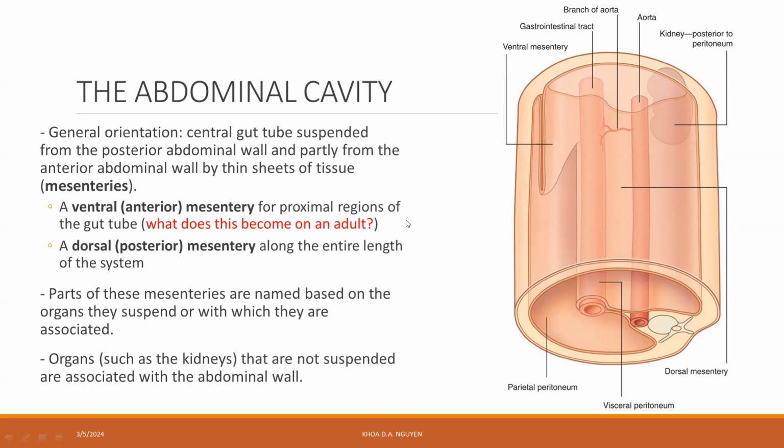Now, parts of the mesenteries are named based on the organs they suspend or with which they are associated. For example, you have the transverse mesocolon that is associated with the transverse colon, or the sigmoid mesocolon that basically suspends the sigmoid colon. Now, the organs such as the kidney that are not suspended are associated with the abdominal wall. The kidneys and some other organs are what is known as retroperitoneal. Retroperitoneal organs basically stay behind the peritoneum, and we will discuss them following here.